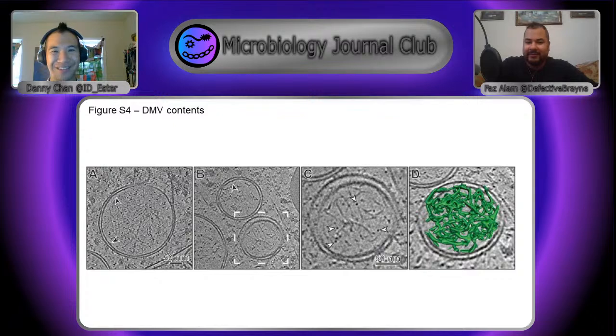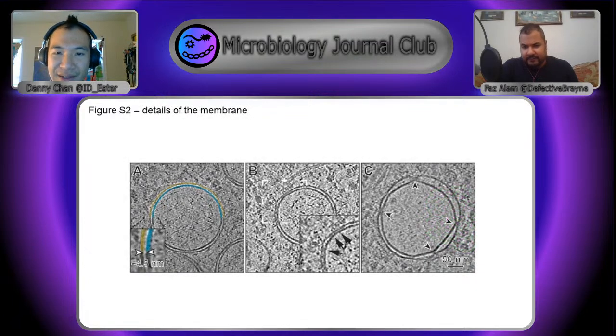Yeah. So most of this is really confirming what we were seeing in figure 1. There are double membrane vesicles filled with what we think is the viral RNA and covered in proteins, and even inside there are proteins associating with these strands. Yep. That brings us to figure S2.